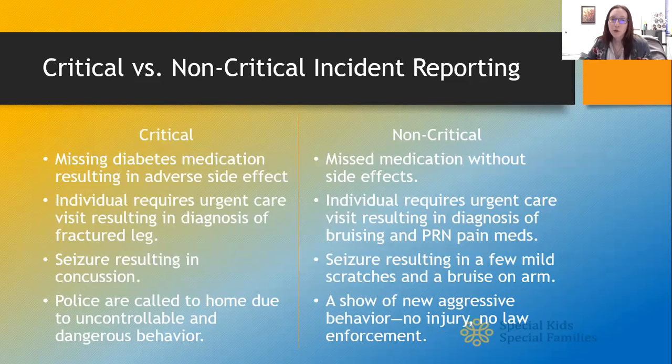If the police are called to the home due to uncontrollable and dangerous behaviors, that's going to be a critical incident. Non-critical is going to be any show of new aggressive behaviors, no injury, no law enforcement involvement.